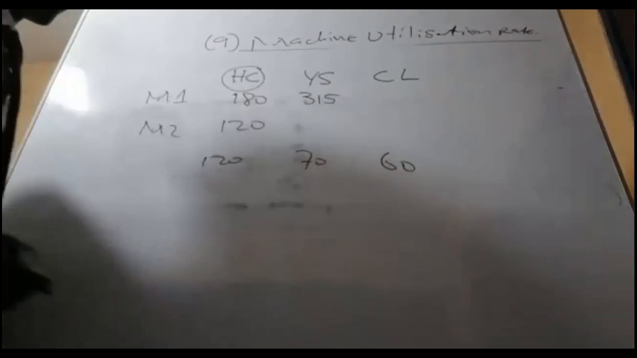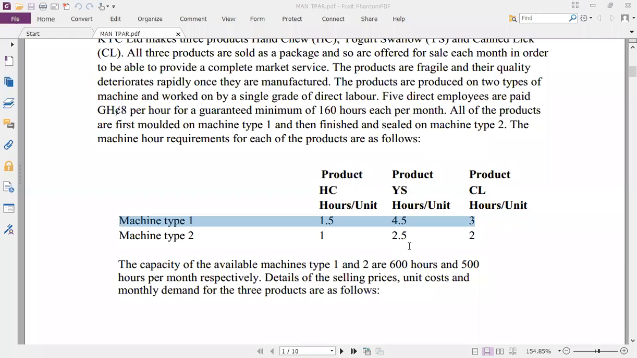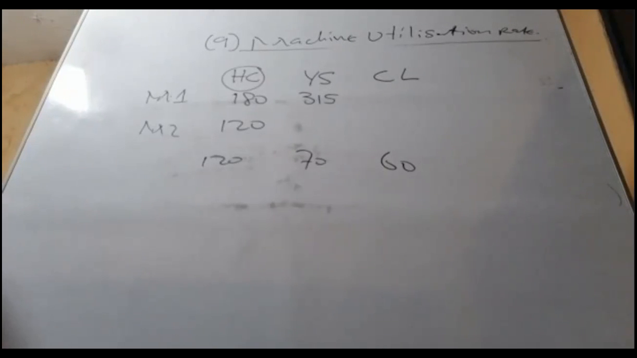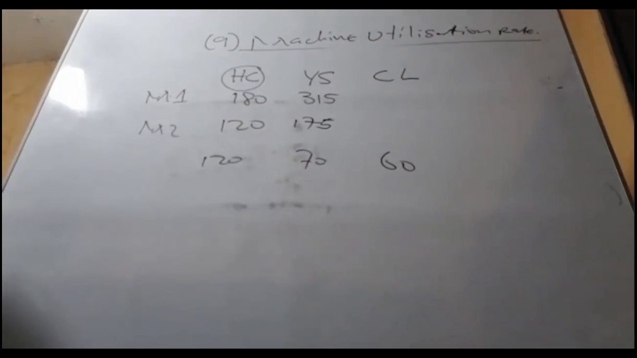315, right? Okay, great. Then you go to that of machine type 2, we need 2.5. So 2.5 by 70, so that will be 175. So have you seen how we are recording it? That's the same way when your exams come, you also do it.